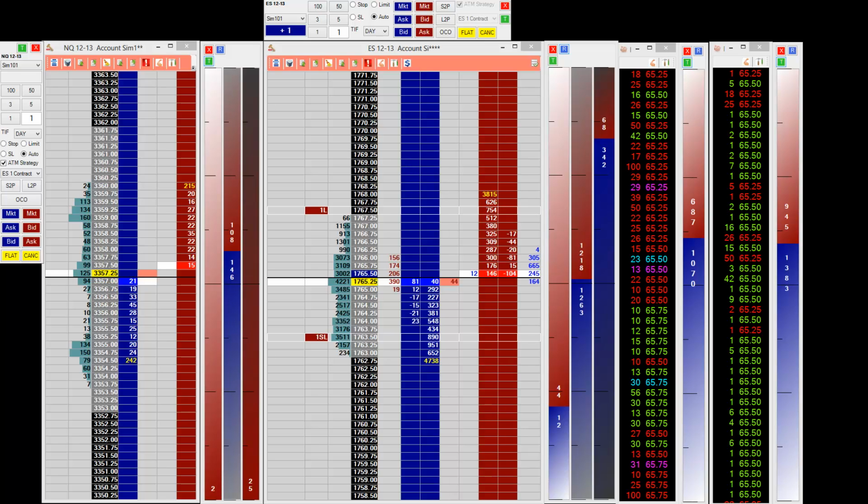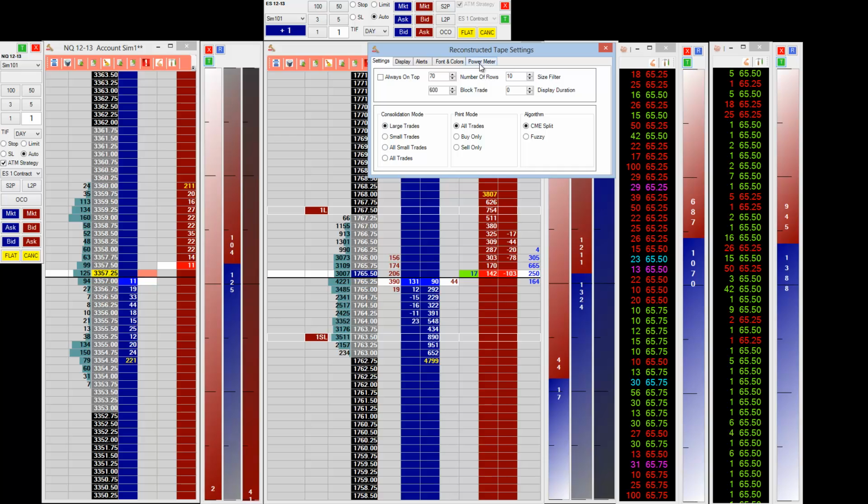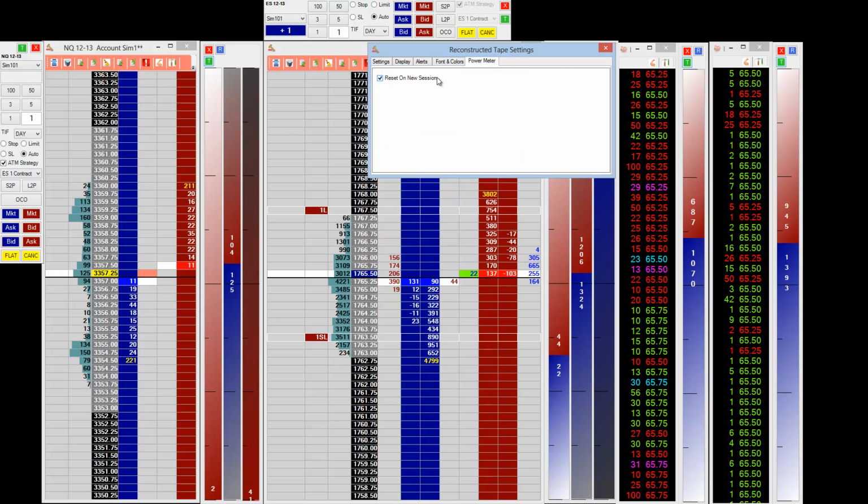Now if we look over here on the right, we've also got a strength meter for the reconstructed tape. So I can see here I've got a strength meter icon, and strength meter settings. It's just reset on new sessions. And I just realized I'm saying strength meter still instead of power meter, so you'll have to excuse that.